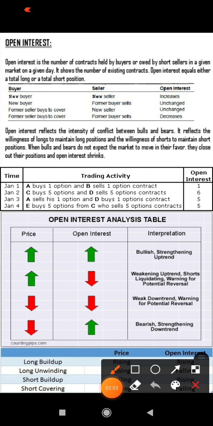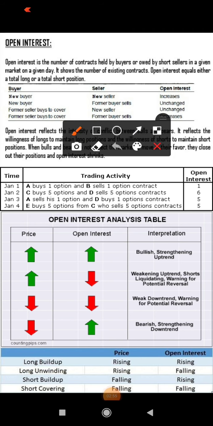Apart from that, whenever the price of the stock is falling and open interest is increasing, that means it is short build-up.